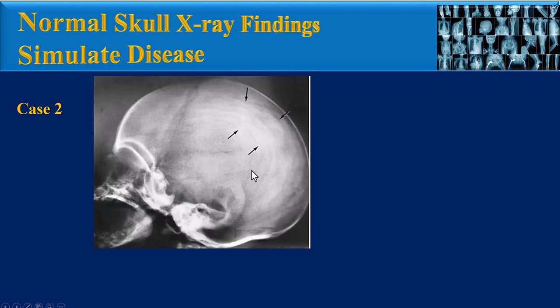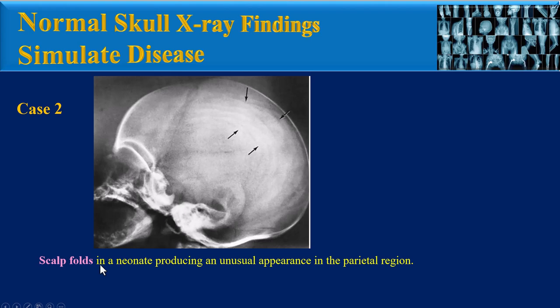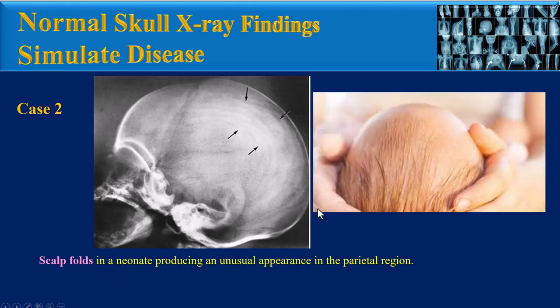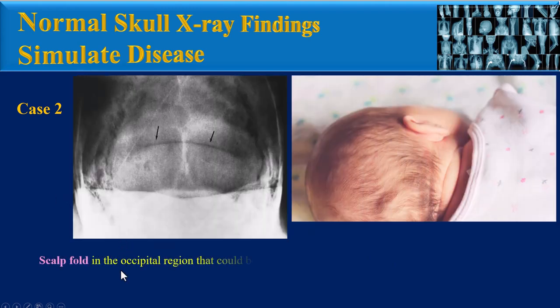Case 2. As you can see, we have an unusual appearance in the parietal region with a reticular pattern. But this appearance is related to scalp folds in a neonate. Here is another example of a scalp fold, in the occipital region, that could be mistaken for a fracture.